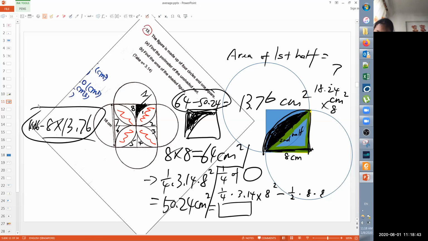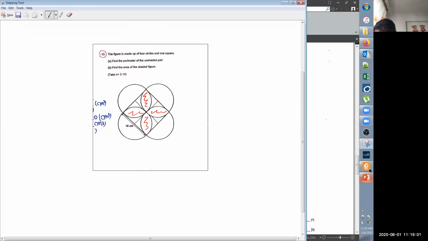Okay? So remember this question. This question is a very, very common question. So remember the solving method for this question. Sometimes they will ask you for this part. Sometimes they will ask you for this part. So now you have 2 ways to solve. Okay? Next.